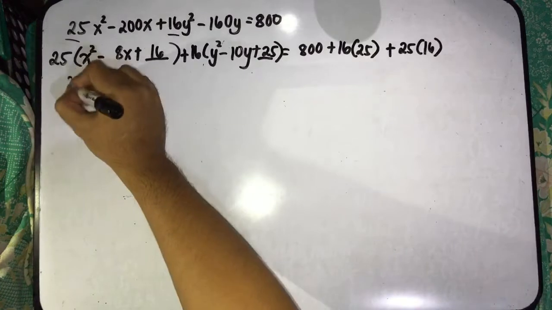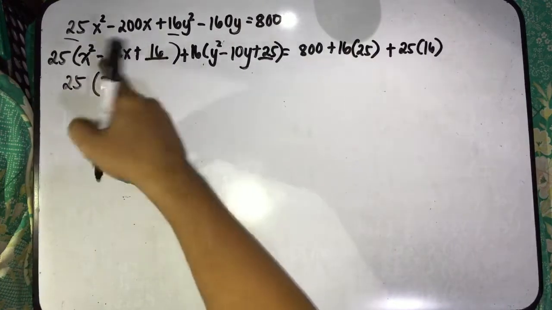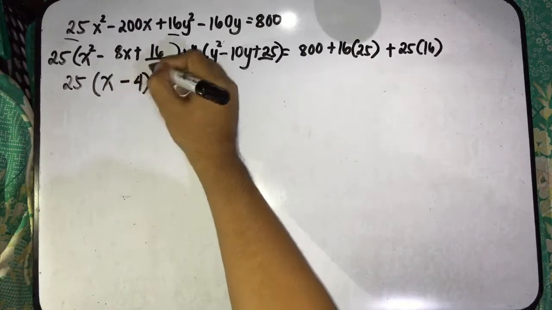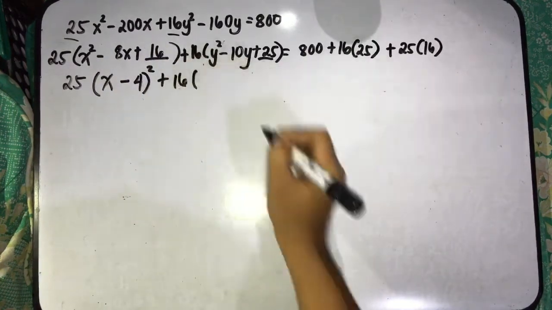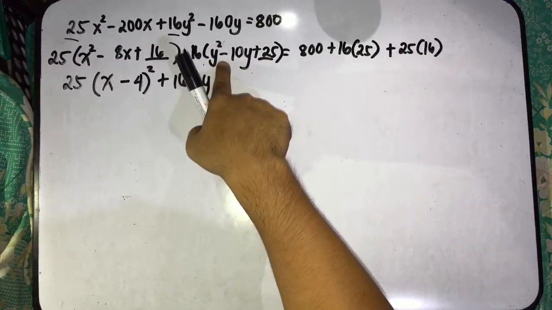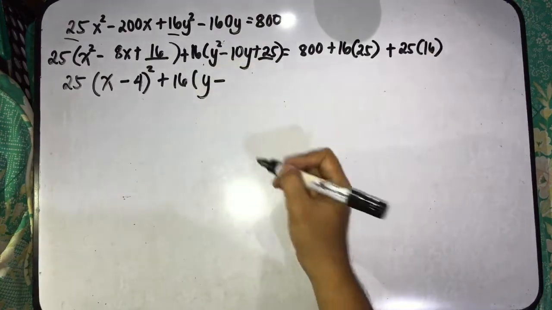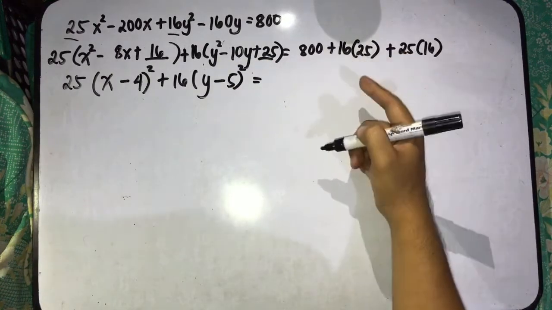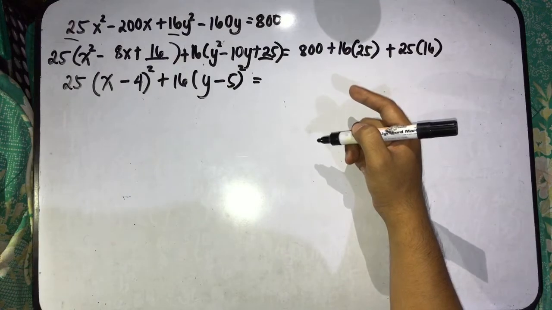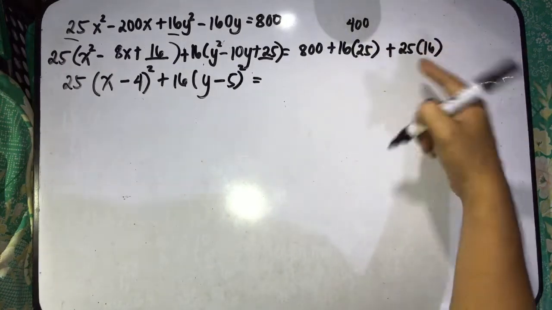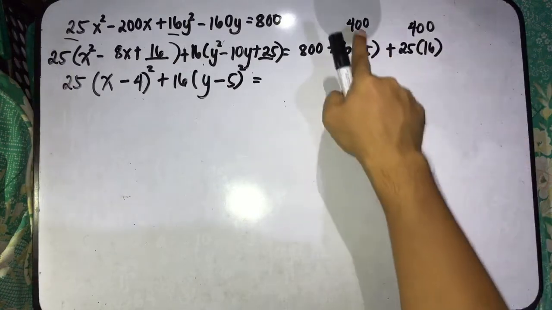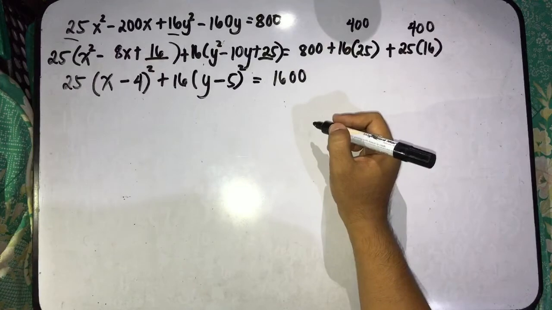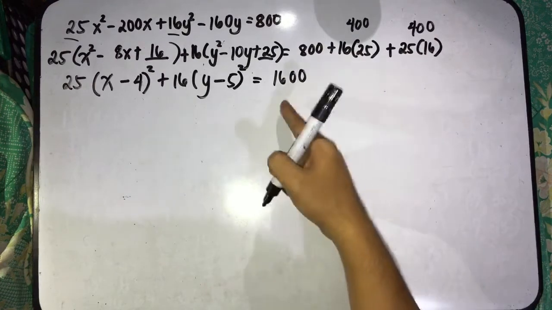Simplifying, we will be having 25 times the quantity x. The middle term is negative, so this should be minus what? Minus 4 squared plus 16 times the quantity y. The middle term is also negative, so that should be minus 5 squared is now equal to 16 times 25 would be 400. 25 times 16 is also 400. 800 plus 400 plus 400 will be 1,600.